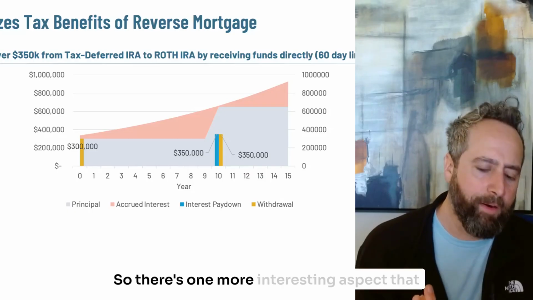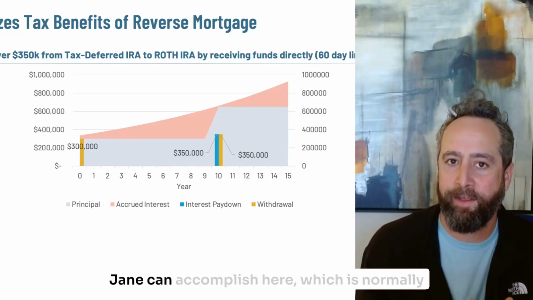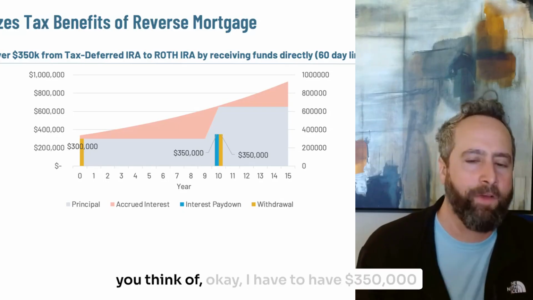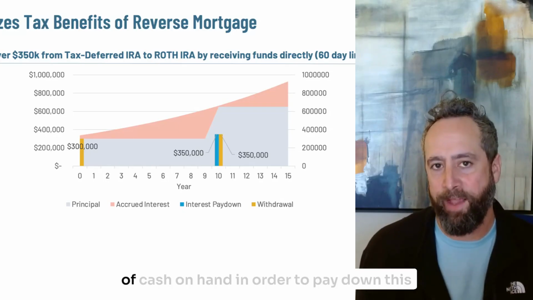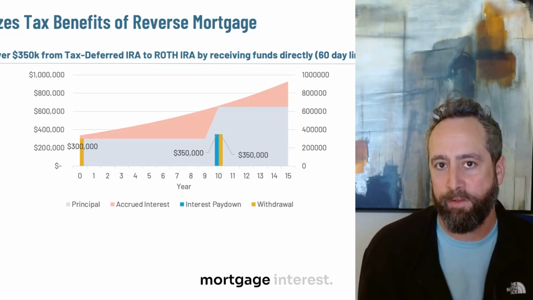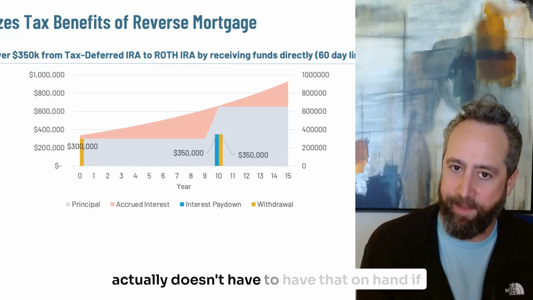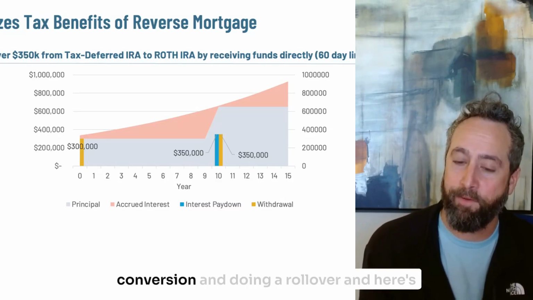So there's one more interesting aspect that Jane can accomplish here, which is normally you'd think of, okay, I have to have $350,000 of cash on hand in order to pay down this mortgage interest. Definitely. Well, what we're going to share here is she actually doesn't have to have that on hand if she's doing a Roth conversion and doing a rollover.